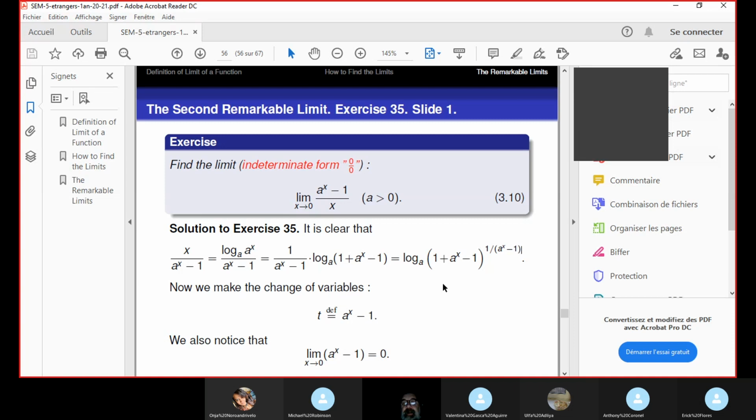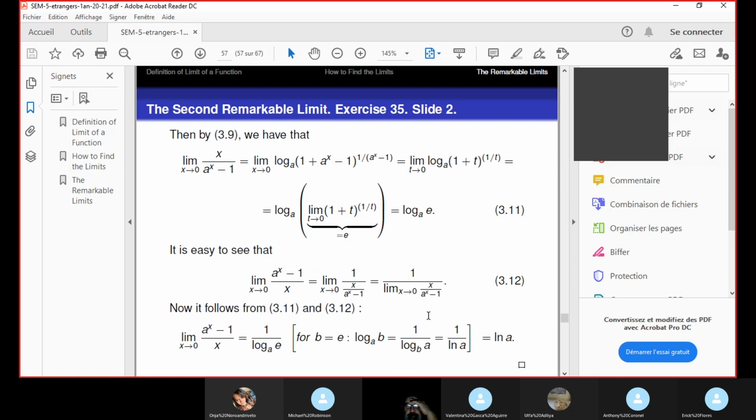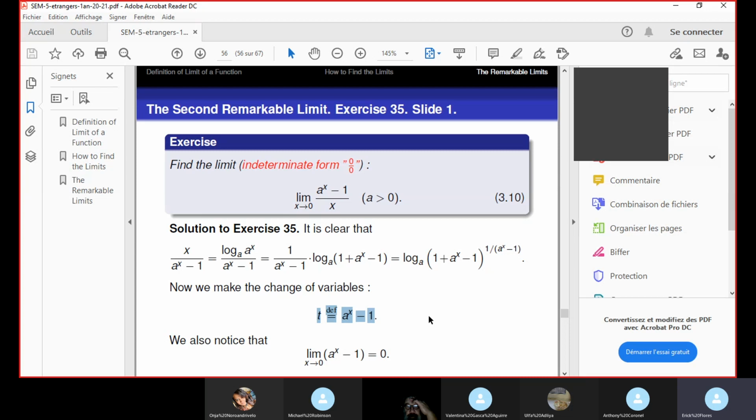Now, you see that in this representation, we have a to the power x minus 1. And here in the power, we have also a to the power x minus 1. So it is very natural to introduce a new variable t, which is a to the power x minus 1. And here, we know that the limit of a to the power x minus 1 is 0 if x goes to 0. Agree? I agree.